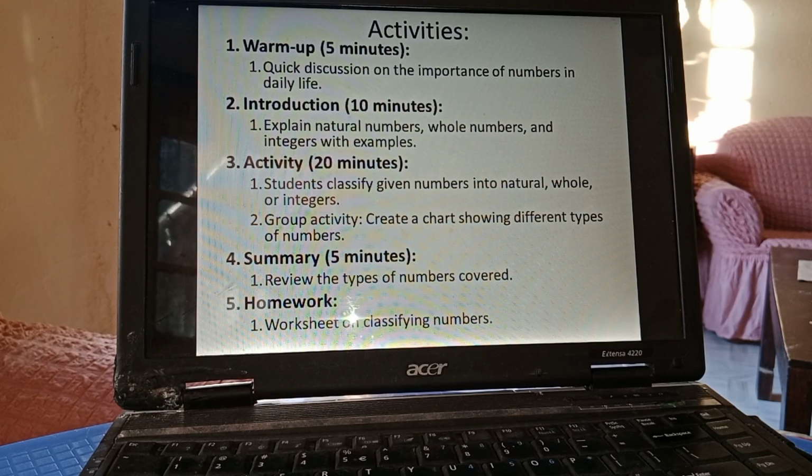Activities: warm-up, 5 minutes, quick discussion on the importance of numbers in daily life. Introduction will take 10 minutes. Explain natural numbers, whole numbers, and integers with examples. This is for the teacher, guys. I'm just talking about the teacher. This is a lesson plan. Activity, 20 minutes: students classify numbers into natural, whole, or integers. Group activity: create a chart showing different types of numbers. Summary is 5 minutes: review the types of numbers covered, and then you give a homework worksheet on classifying numbers.